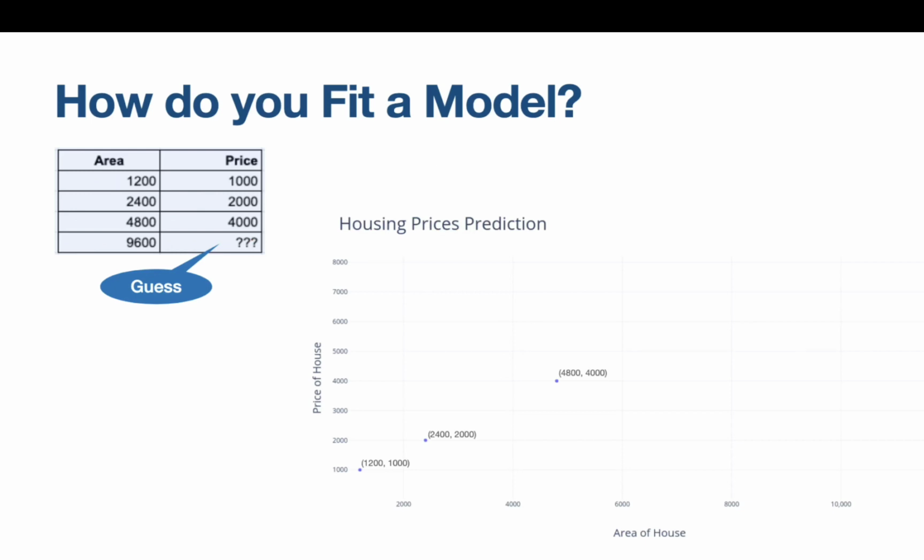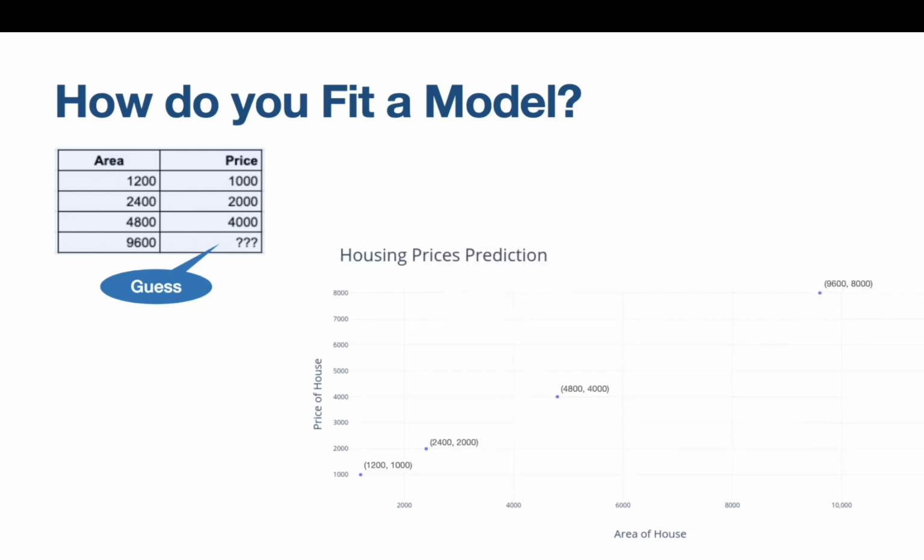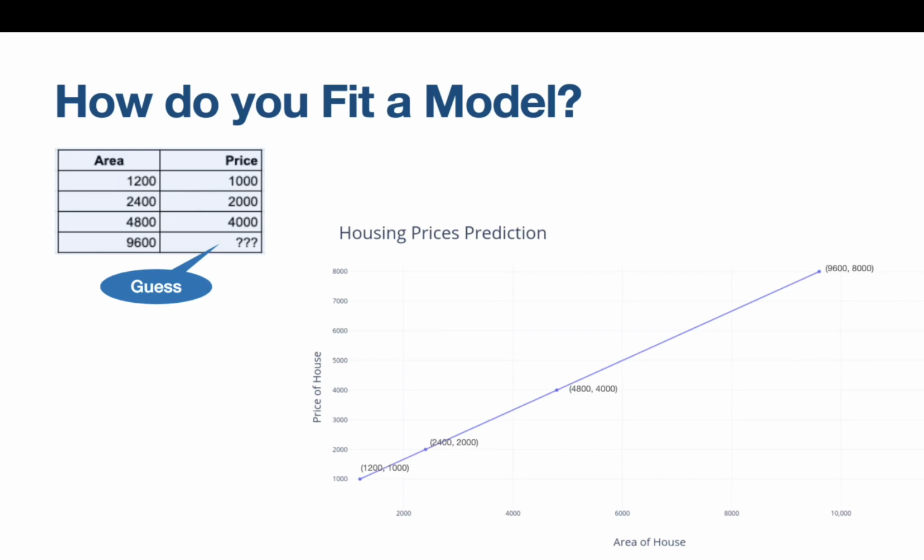Here we have plotted area on the x-axis and price on the y-axis. If we look at the points, they form a straight line. Thus, the price for 9600 square feet would fall on the same line and it appears to be $8,000. Thus, we can fit a straight line for the given data, or we can say that our model in this case is a straight line. This model is one of the simplest models, known as linear regression.